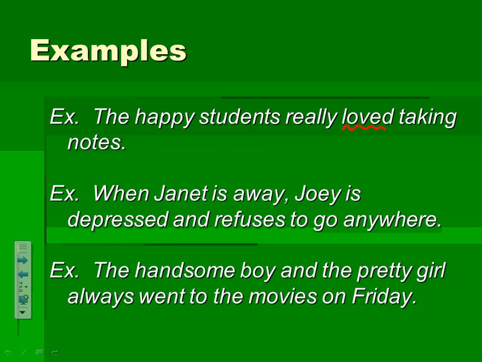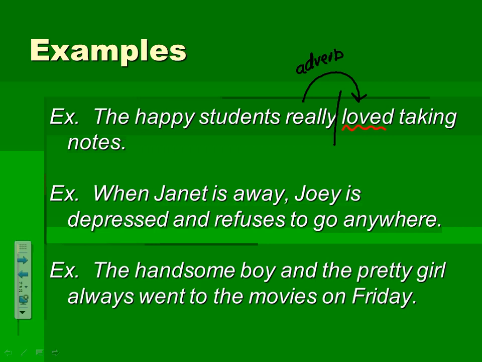So I'm going to divide my sentence in half before the verb. Hold up just a second. Let's look at my complete subject and my complete predicate. The happy students really. Does really describe the happy students? Are they really happy students? No. What word does really actually go with? Really actually goes with the word loved. Do you agree? And that's because really is a special type of part of speech called an adverb.